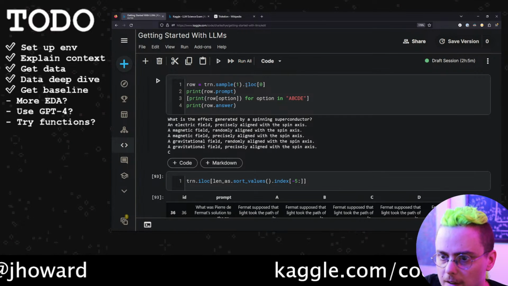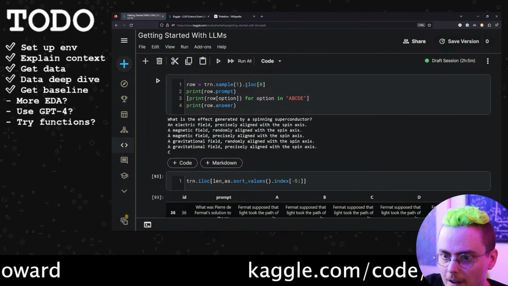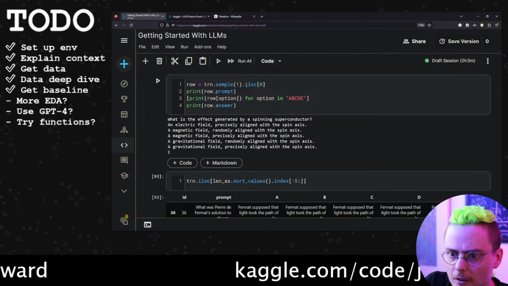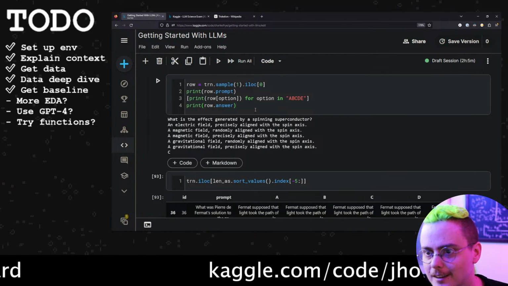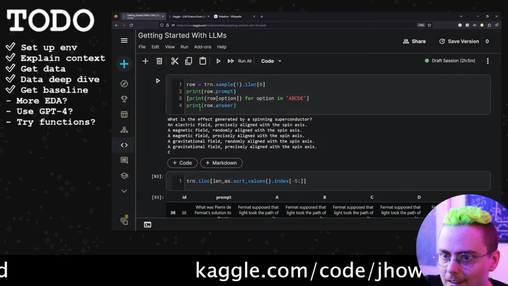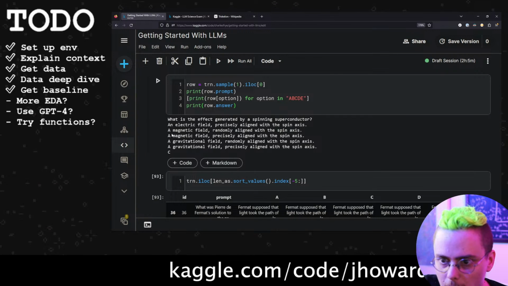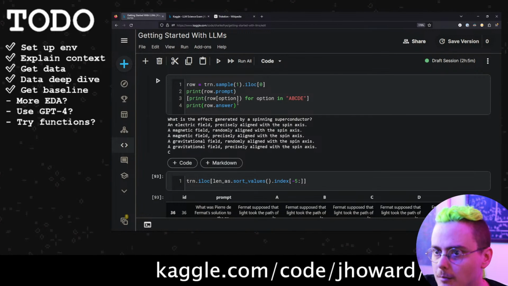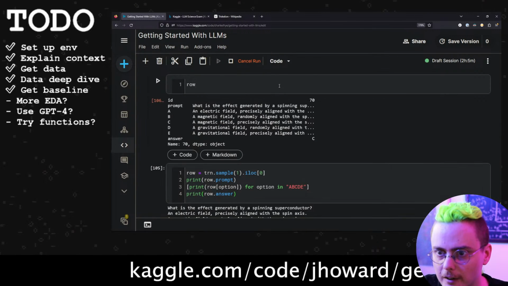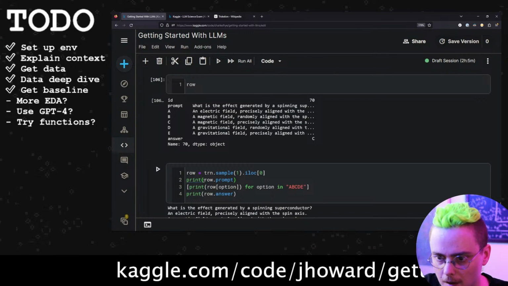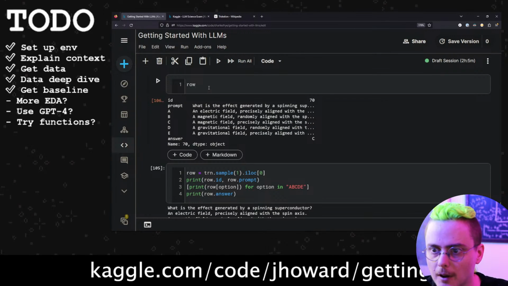Indirect photophoresis, spinning superconductor. Oh, that's timely. And the answer is a magnetic field precisely aligned with the spin axis. That would be the flux pinning that supports levitation. So I feel like I get that one. Let's run with that one. And, forgot to print the ID. But luckily I still have the row around. I would definitely have wanted to print row ID and then prompt. But okay, so 70.